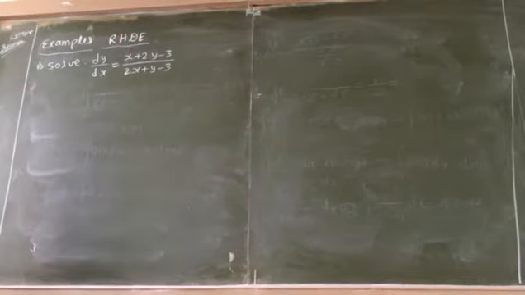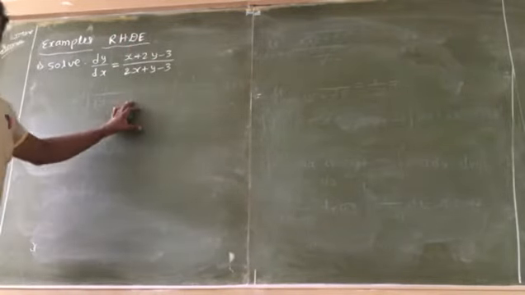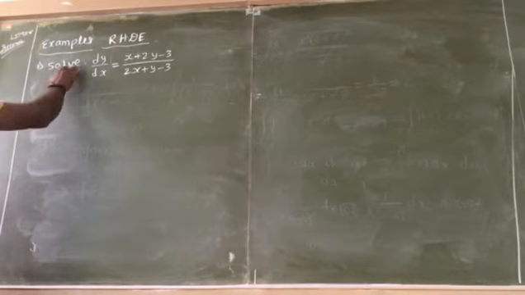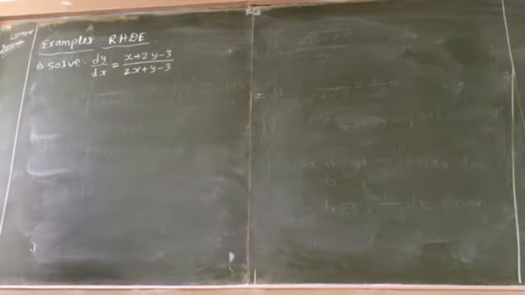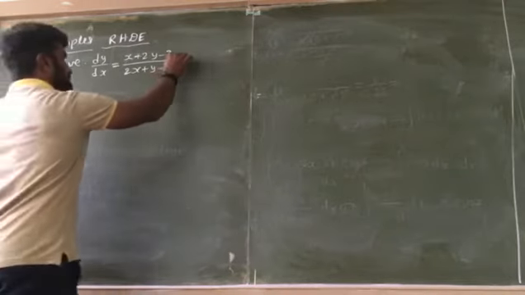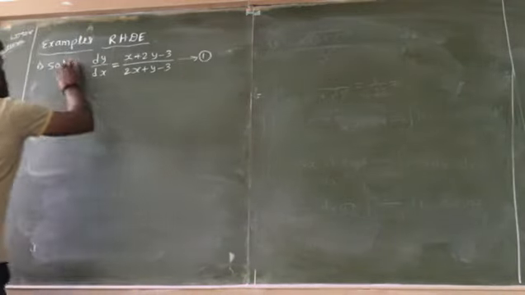How to solve this? Given the question: dy by dx is equal to (x + 2y - 3) divided by (2x + y - 3). I want to solve this kind of example. Solution: write down the given equation.